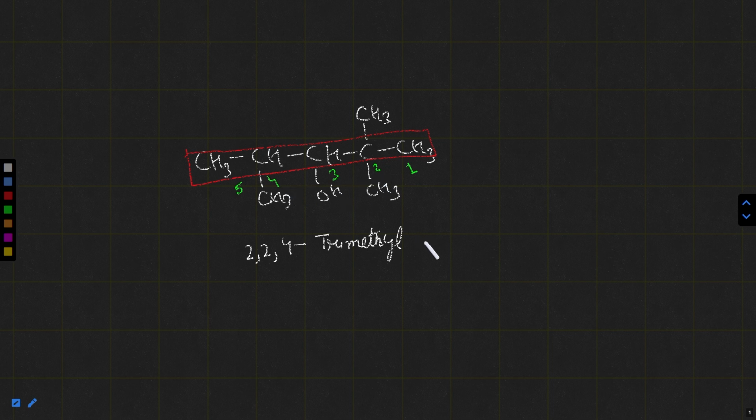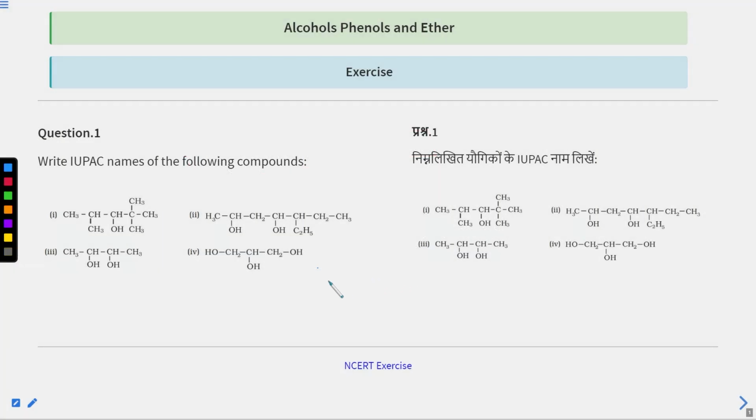How many carbons? 5 carbons, so pent. And on the 3rd position, we have alcohol. So pentan-3-ol. So 2,2,4-trimethylpentan-3-ol.